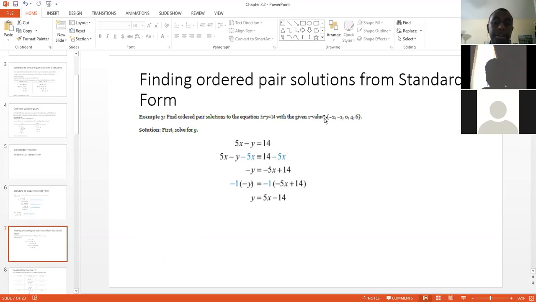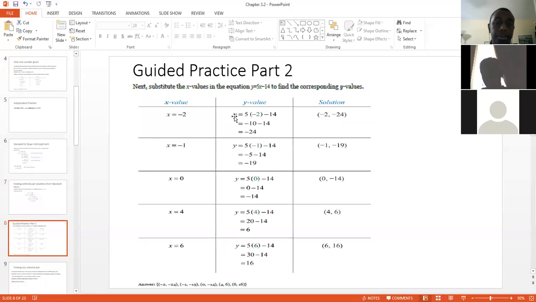Now, we have to find the y coordinates to the x values. How can we do that? All we have to do is plug in the x values into the equation to find what y is equal to. So the first x value we're given is negative 2. Just plug in negative 2, you get negative 24 as your y value. So the solution is negative 2, negative 24.